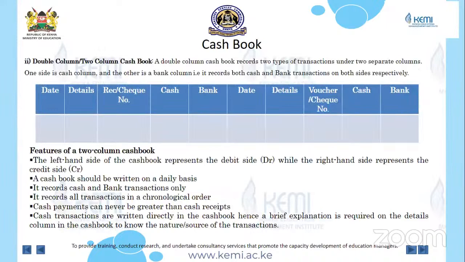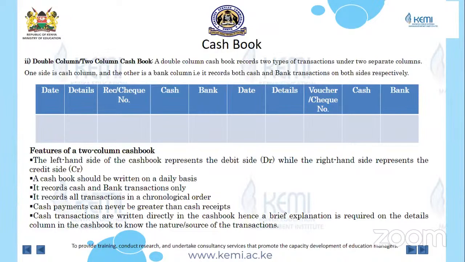I have also given the features of a two-column cash book. It has the left-hand side of the cash book, and a cash book should be written on a daily basis. It is very important to note that. It records cash and bank transactions only. Then it records all transactions in chronological order, starting from what came first, followed by what followed, up to the end. And cash payments can never be greater than cash receipts.